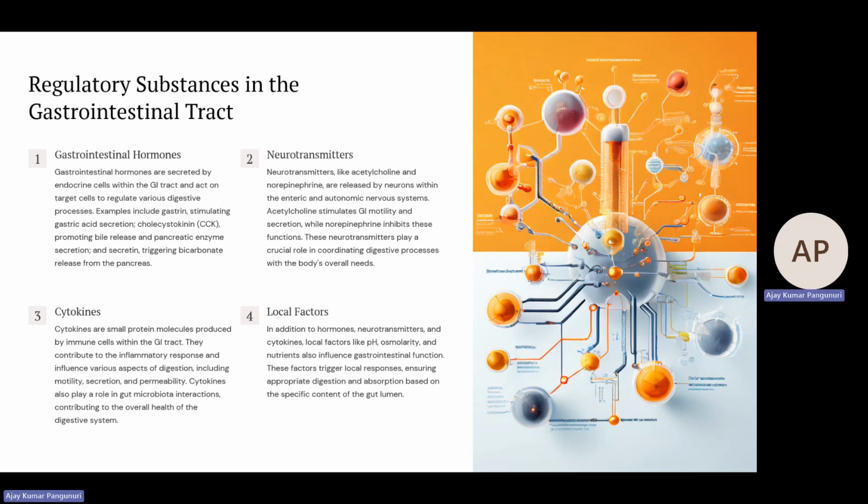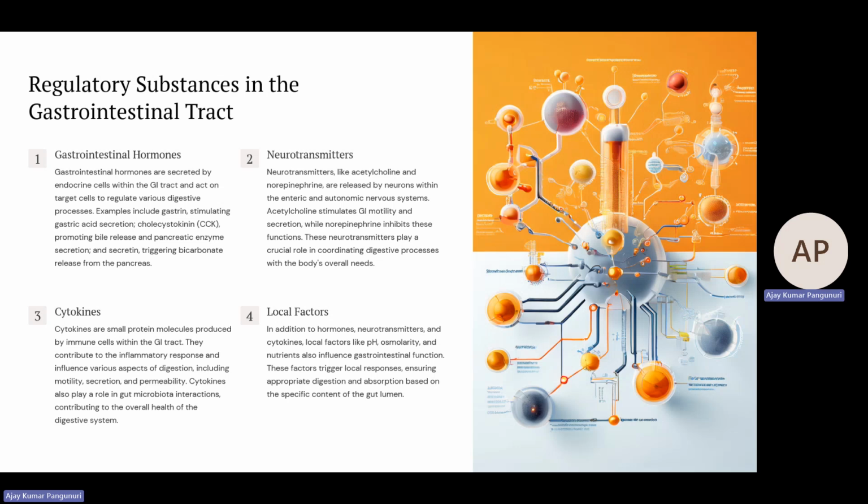Regulatory substances in the GI tract. Gastrointestinal hormones. Gastrointestinal hormones are secreted by endocrine cells within the GI tract and act on target cells to regulate various processes. Examples include gastrin stimulating gastric acid secretion, cholecystokinin promoting bile release and pancreatic enzyme secretion, and secretin triggering bicarbonate release from the pancreas.